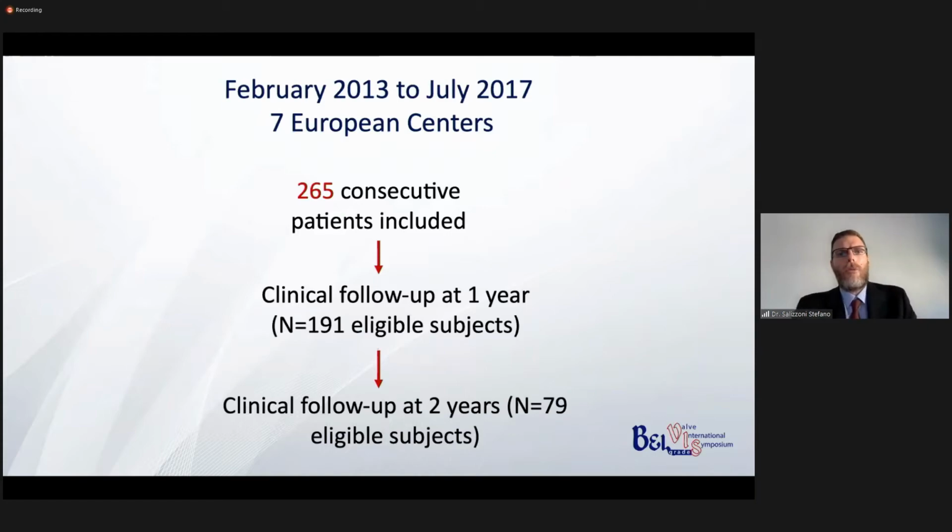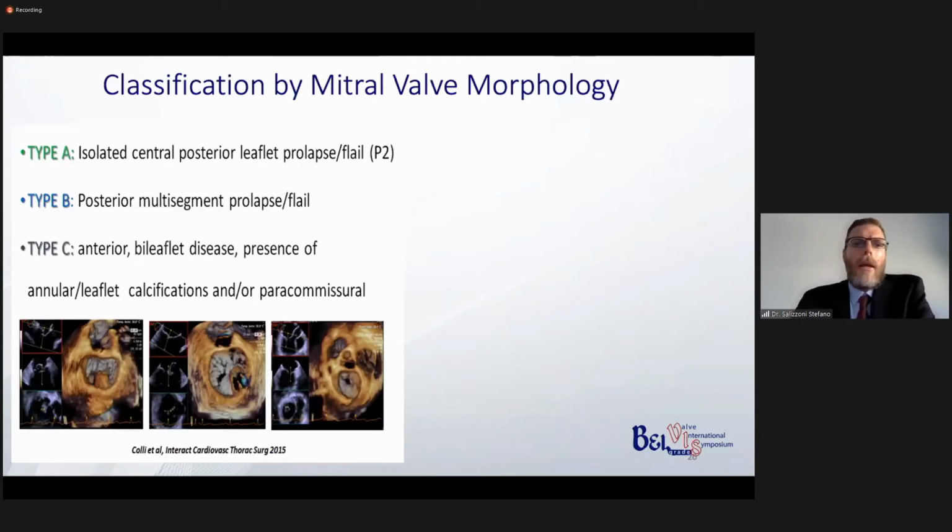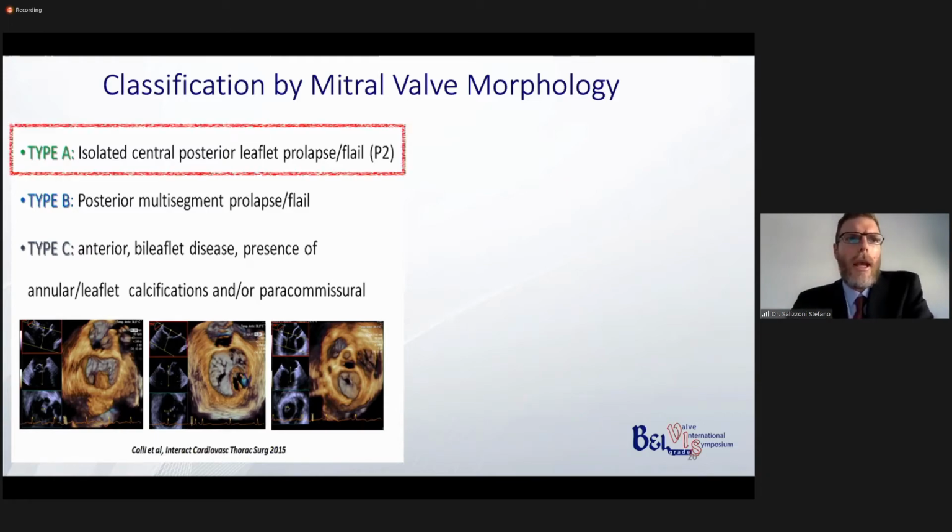265 consecutive patients were included, and we had 190 patients at 1 year clinical and echo follow-up, and at 2 years, 80 patients were eligible for the clinical follow-up and the echo follow-up. Important to know is that not all patients are the same. And as I told before, it's very important that the patient has the so-called type A anatomy for NeoChord. So an isolated central posterior leaflet prolapse, or prolapse of P2.